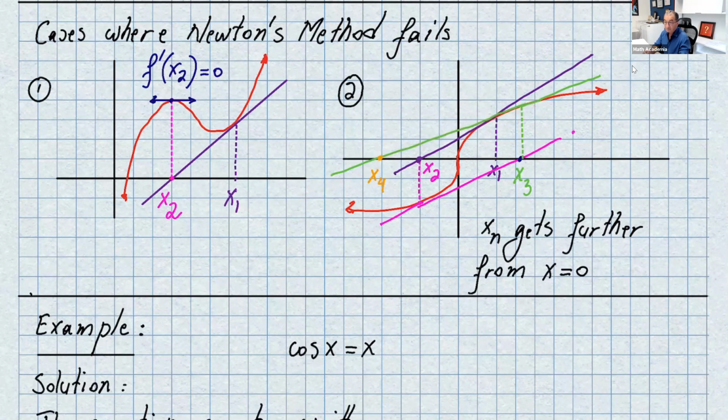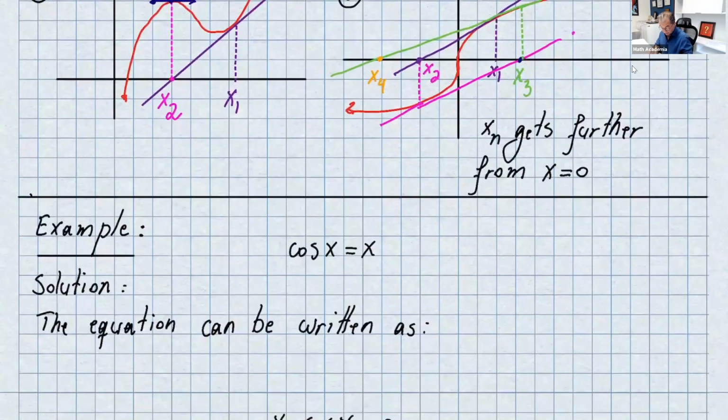So there are some cases where Newton's method doesn't work. If you see the solution getting further and further away and you don't get the same number, that means Newton's method is failing.